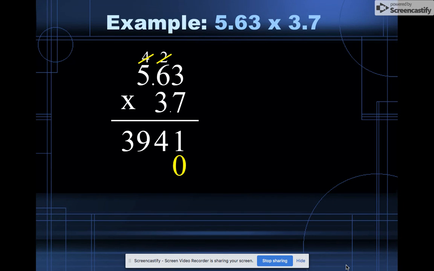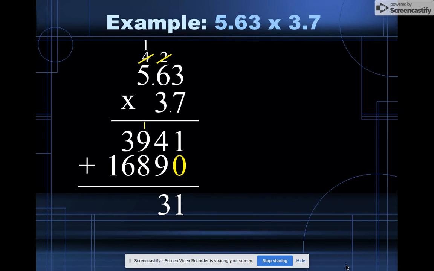3 times 3 is 9. And then 3 times 6 is 18, carry the 1. And 5 times 3 is 15, plus 1 is 16. And then, of course, our last step is just to add. So we have 1 plus 0 is 1. 4 plus 9 is 13, and we're going to carry the 1. 9 plus 8 is 17, plus 1 is 18. And carry that one. 3 plus 6 plus 1 is 10. Carry the 1, and we have 2.